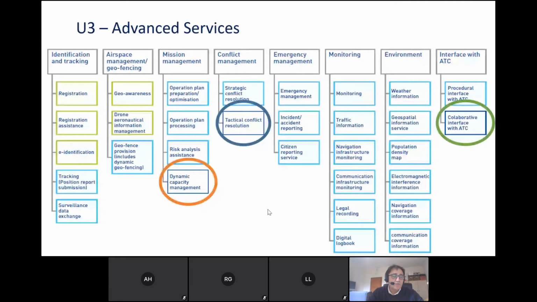What I'm going to present to you today with the following slides is a high-level overview of the U3 services explored so far, and also the relevant level of maturity we have achieved in the first cluster of SESAR 2020 U-Space activities. In any case, do not be scared, since with my presentation I'm not going to bother you with too many technicalities and details, hopefully.